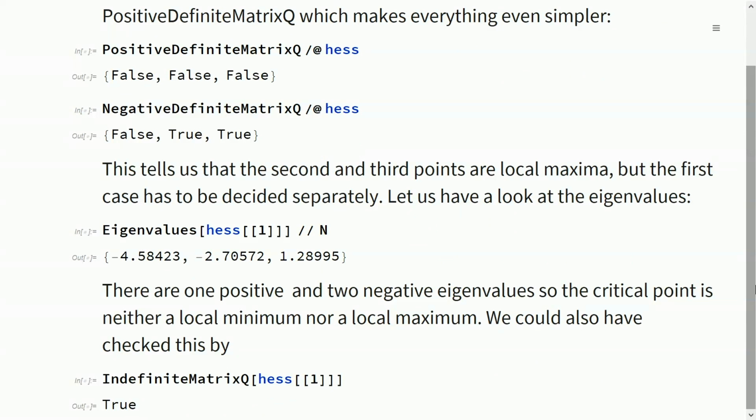Let us have a look at the eigenvalues. There are one positive and two negative eigenvalues, so the critical point is neither a local minimum nor a local maximum. We could also have checked this by using the function IndefiniteMatrixQ. So solving such algorithmic problems with a computer has advantages as well.